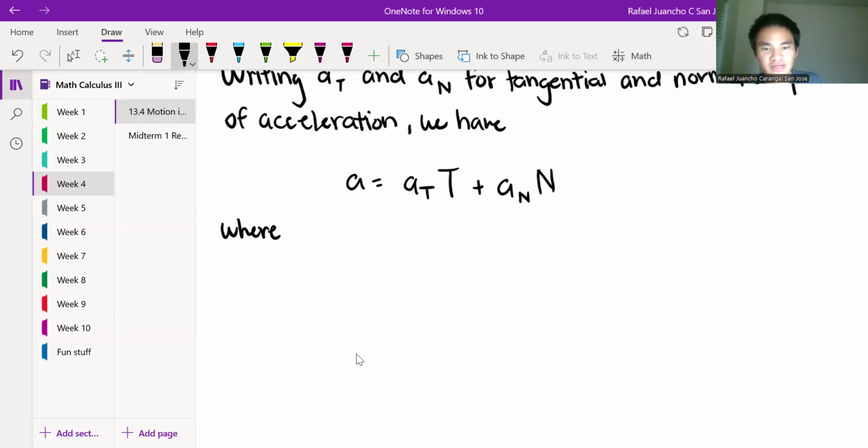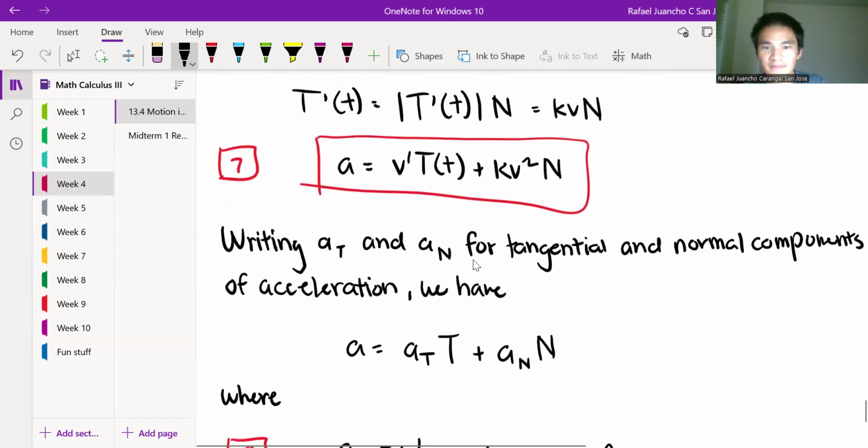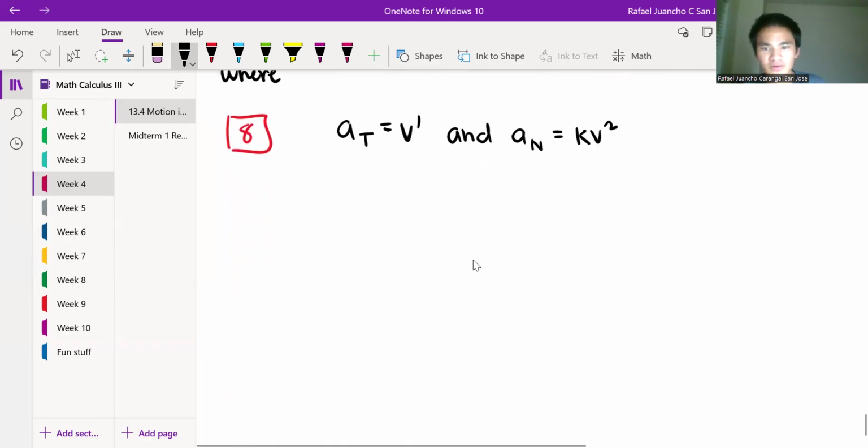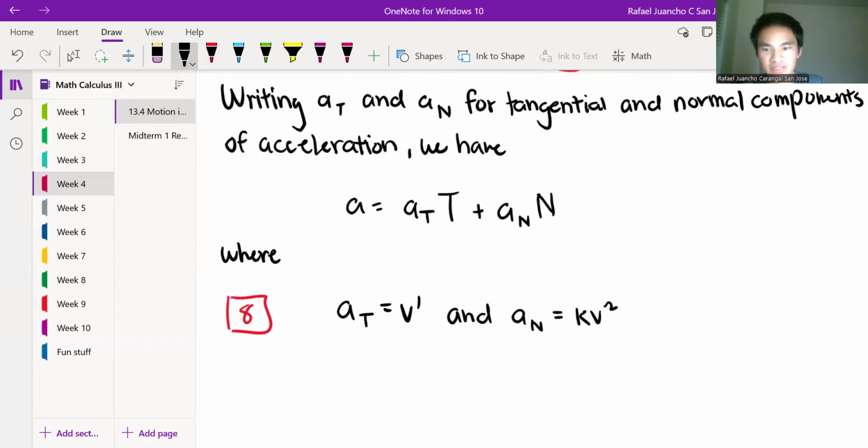where here we define some terms. We're saying that our tangential component is the derivative of our speed, and our normal component is our curvature times our speed squared, right? Okay. And then we can actually see this in an illustration, which I'm going to quickly take a screenshot of.